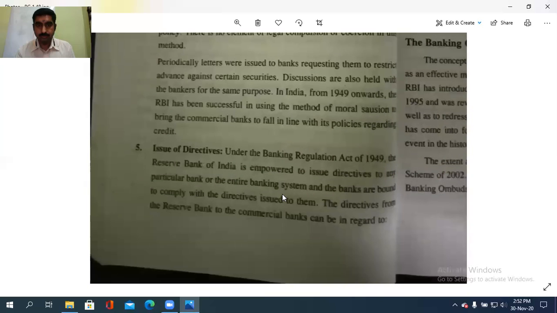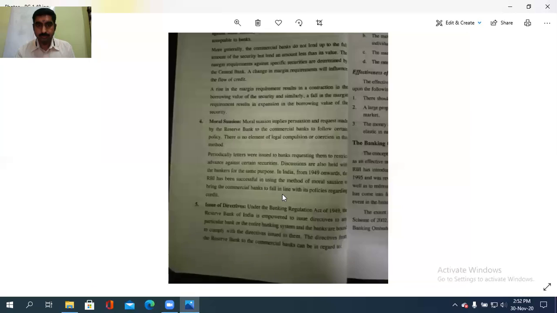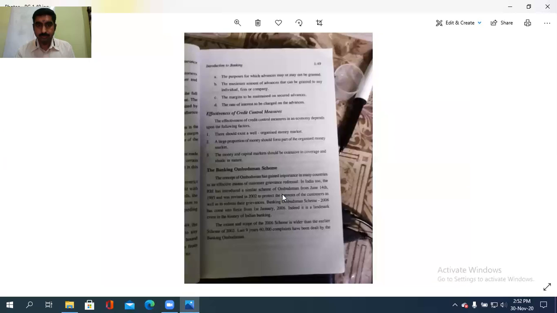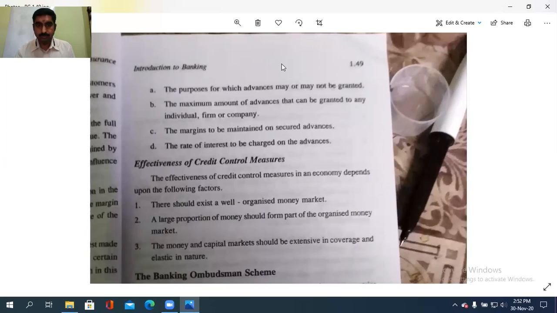And next is issue of directives. Under the Banking Regulation Act of 1949, the Reserve Bank of India is empowered to issue directives to any particular bank or the entire banking system, and the banks are bound to comply with the directives issued to them. Such a directive from the Reserve Bank to the commercial banks can be in regard to the purpose for which the advances may or may not be granted, the maximum amount of the advances that can be granted to any individual, firm or company, the margins to be maintained on secured advances, and the rate of interest to be charged on such advances.